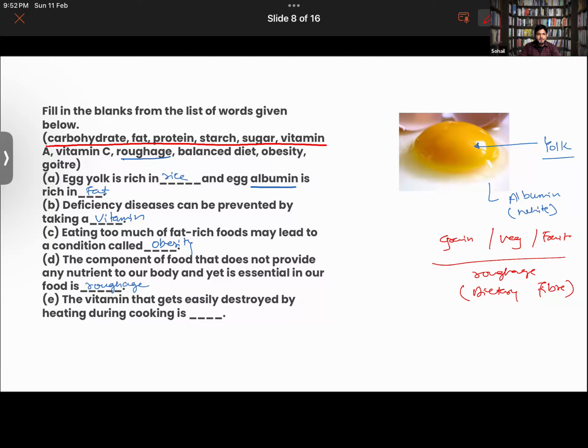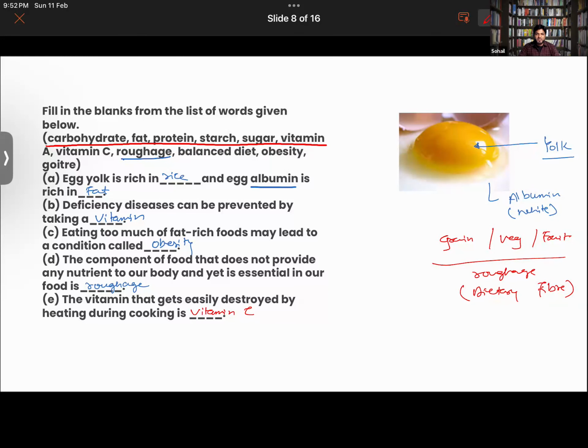Hope I am audible. It is given in the option also. Out of the two, one is correct: vitamin A and vitamin C. एक correct होगा. See, it is actually vitamin C. All right now. So vitamin C gets destroyed due to the heat in the food.